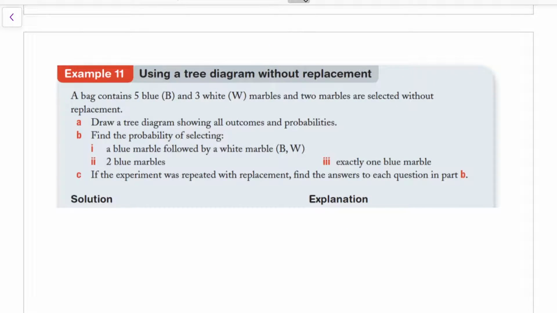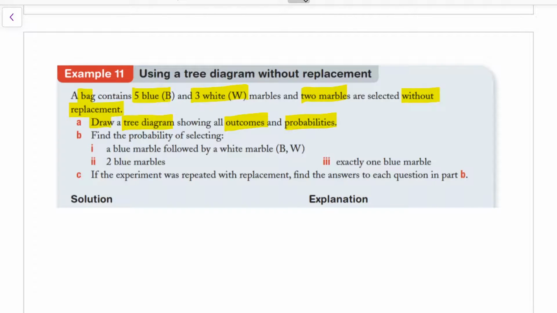This is my extension style question. The reason it's a bit more extension is we're talking about a bag that has 5 blue and 3 white marbles, and we're selecting 2 marbles, but it's without replacement. There's that wording I need you to be aware of. And then they've asked us to draw a tree diagram. They want the outcomes and the probabilities listed.